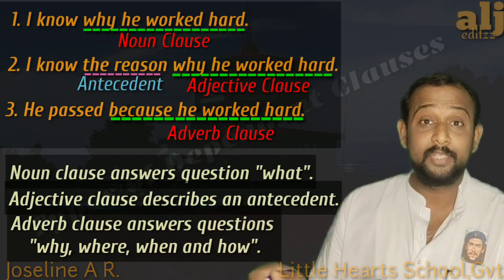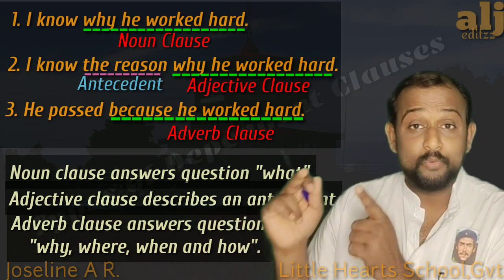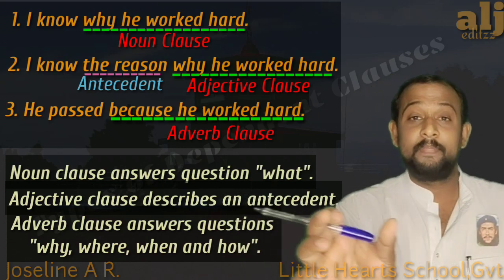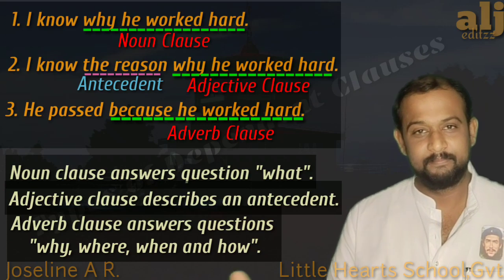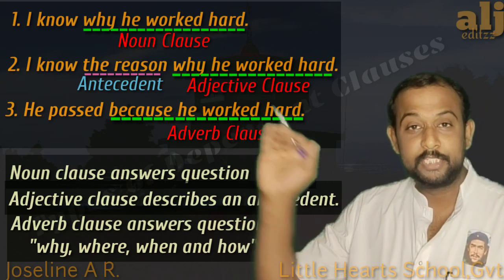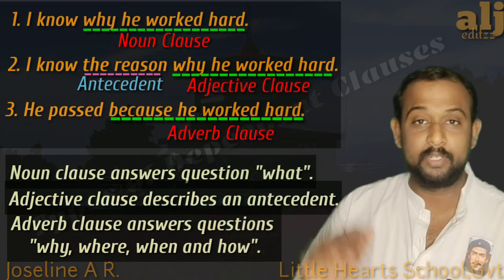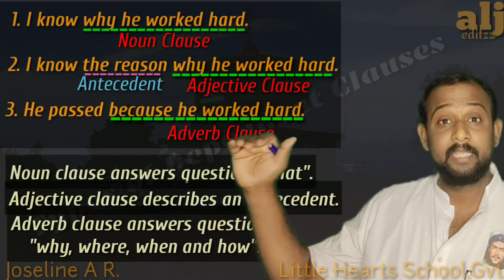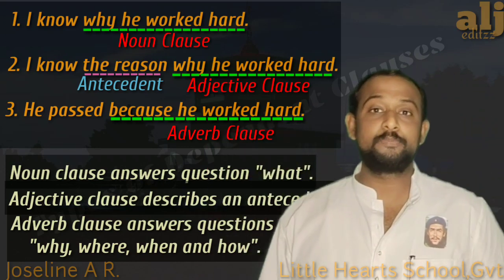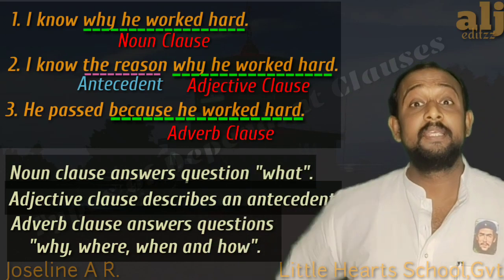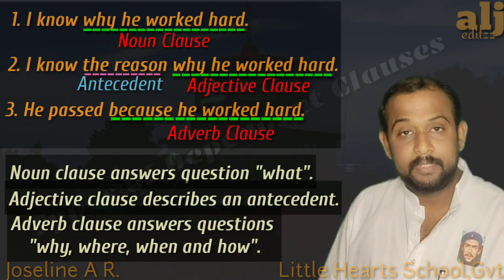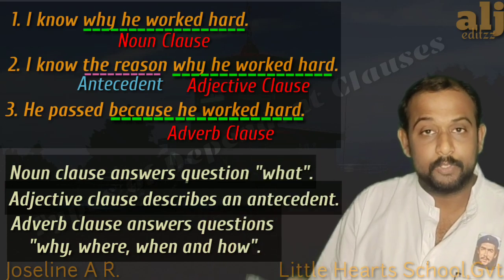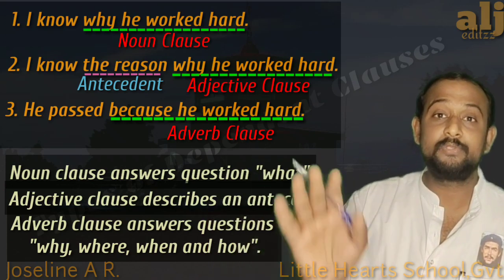Why is the question here. So when the question is why, when, where and how, the subordinate clause will be an adverb clause. The first one is a noun clause because it answers the question what. The second one is an adjective clause because it describes the antecedent. And the third subordinate clause is in fact an adverb clause because it answers the question why.